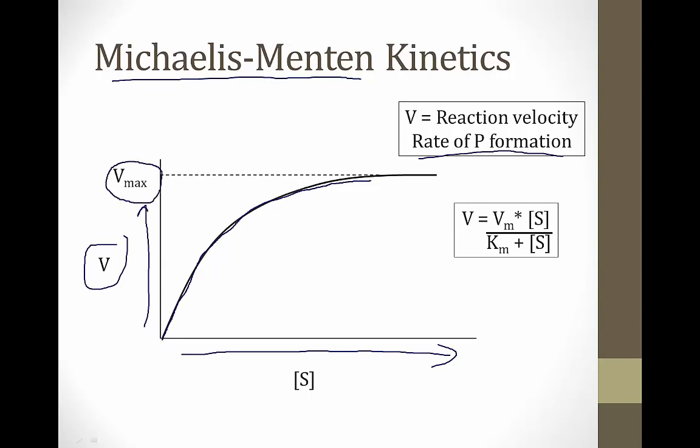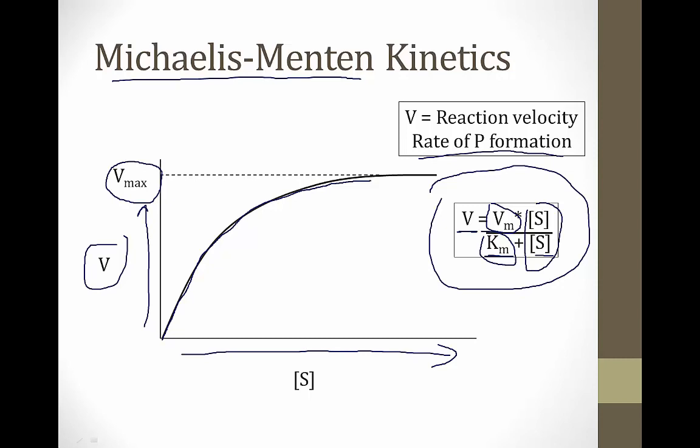And it turns out that there's an equation that governs this hyperbolic curve, and this is it right here. It's called the Michaelis-Menten equation. It says the velocity of P formation V is related to the concentration S by this equation of Vmax times S divided by some constant called Km plus S. So what we're going to do in the next few slides is talk about different enzymes and how Vmax changes and how Km changes with different enzymes and how they all vary according to the concentration of S as governed by the Michaelis-Menten equation.